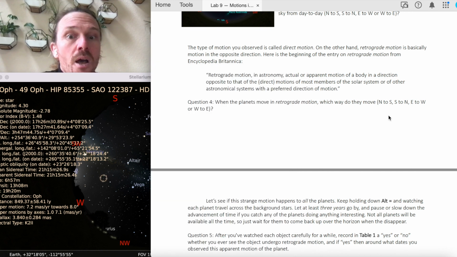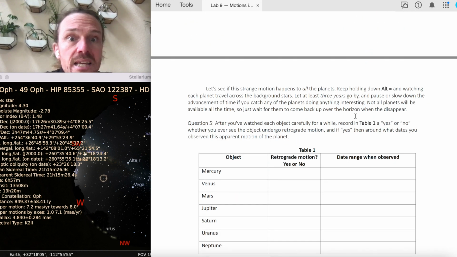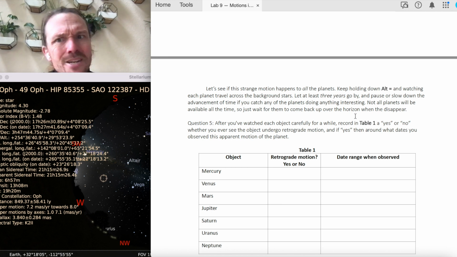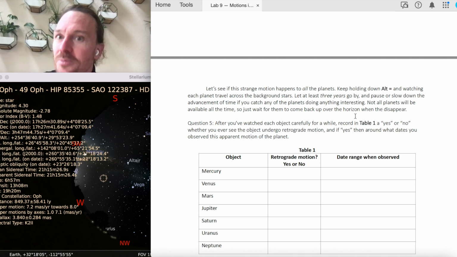All right. So let's see if this strange motion, maybe not so strange after I explained it, but certainly strange to those ancient astronomers, because they're like, what the heck is going on? Not only do these stars wander, which is one thing that makes them special, but on top of that, why do they wiggle back and forth, in a weird way, in the sense that it's not like they spend as much time moving one way as the other? They only occasionally loop around. Okay, so let's see if this strange motion happens to all the planets.